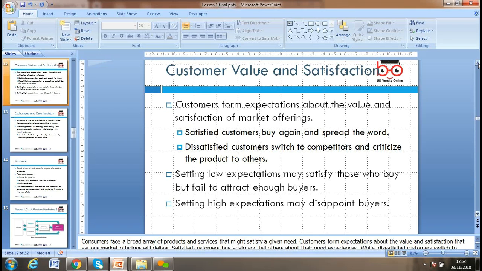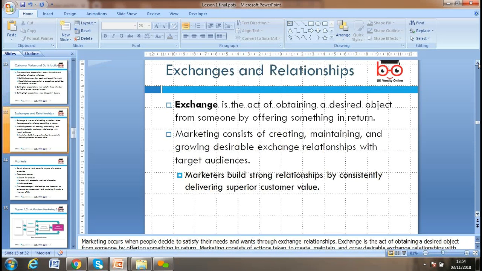A market offering that satisfies the customer makes them buy again and spread the word. Dissatisfied customers switch to competitors and criticize. Setting low expectations may satisfy those who buy but fail to attract enough buyers. So setting high expectations. All this, as a marketer, we need to look around.